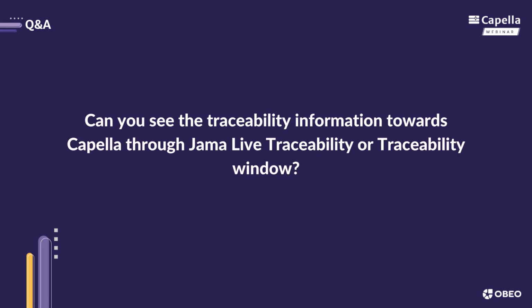Can you see the traceability information towards Capella through Jama Live Traceability window? So through the trace view window, you're not going to be able to see that currently. It's going to be through the list view that you'll be able to enable the links or the number of links and then be able to click that and see that information there.